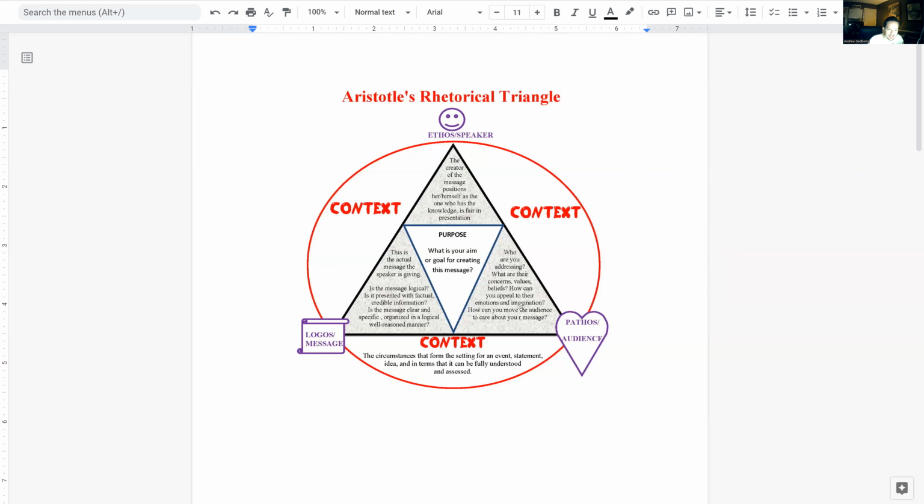Message, so they say this is the actual message the speaker's giving, and then a bunch of rhetorical questions. Not a fan of their write-ups of this. Anyway, so the message is the thing actually being said, right? And it's difficult sometimes to disentangle the speaker from the message, right?